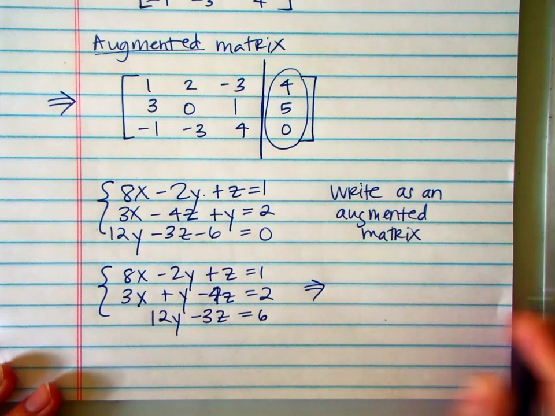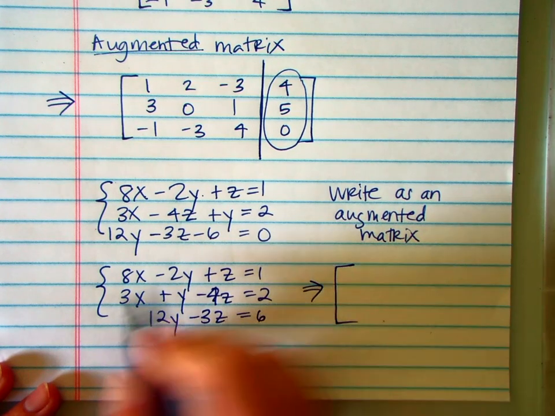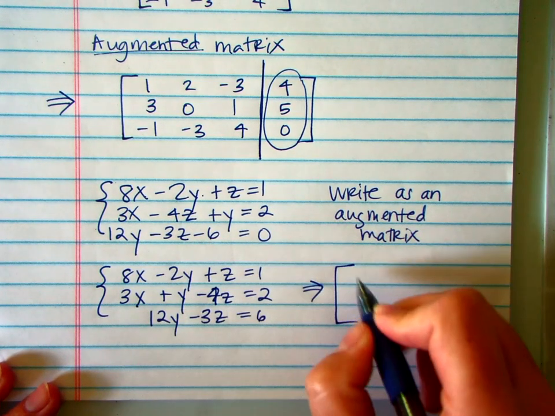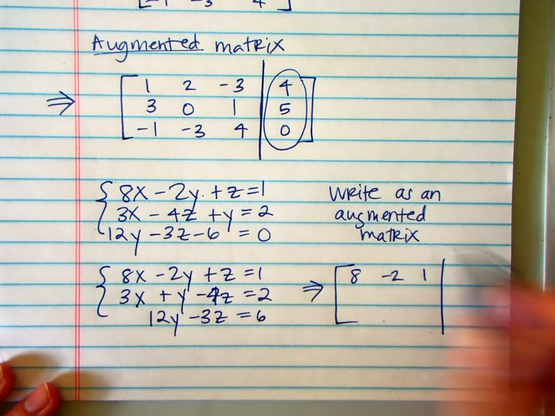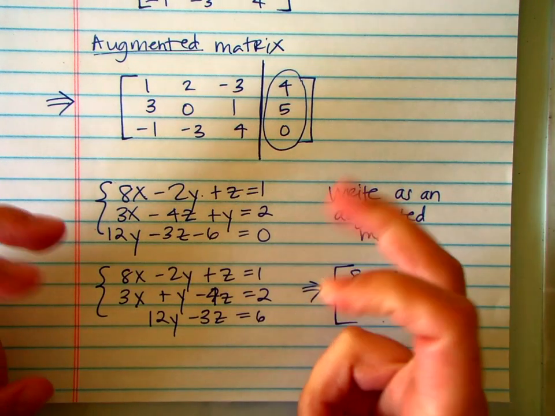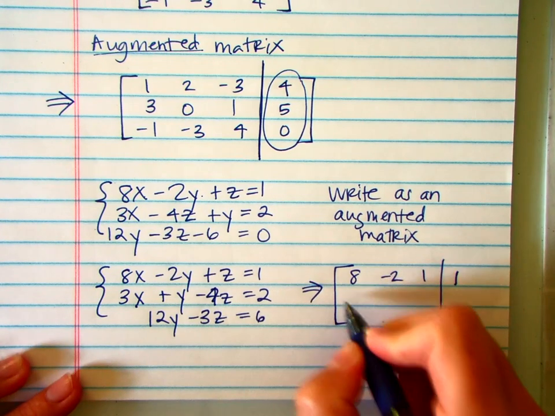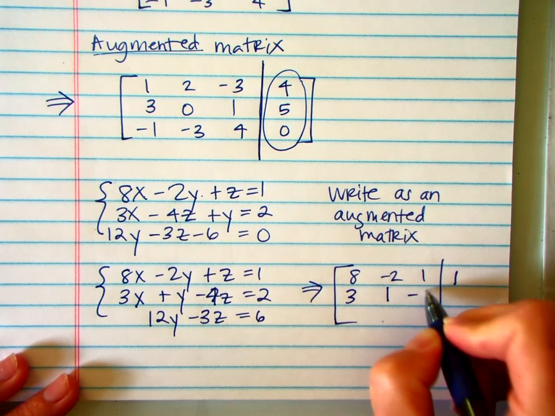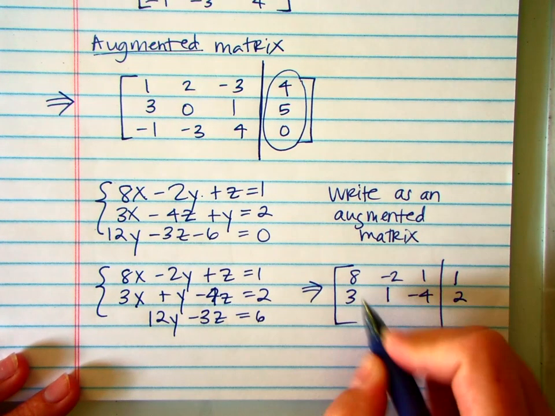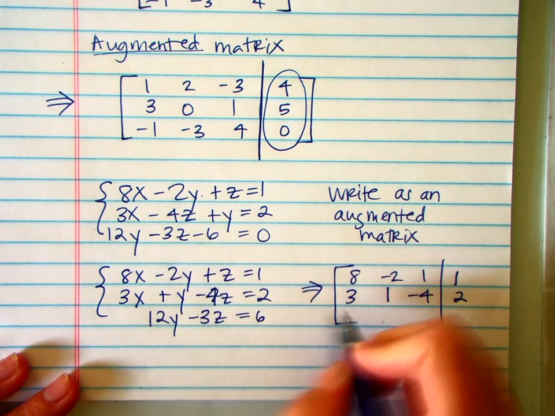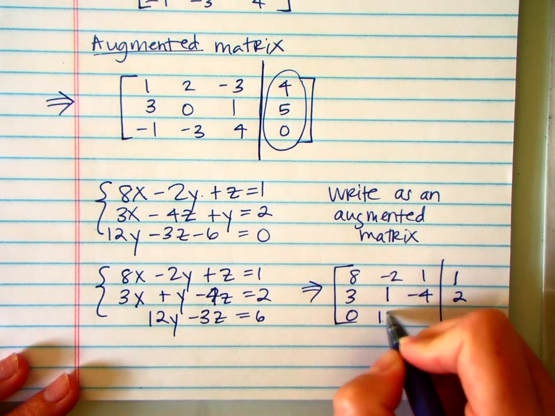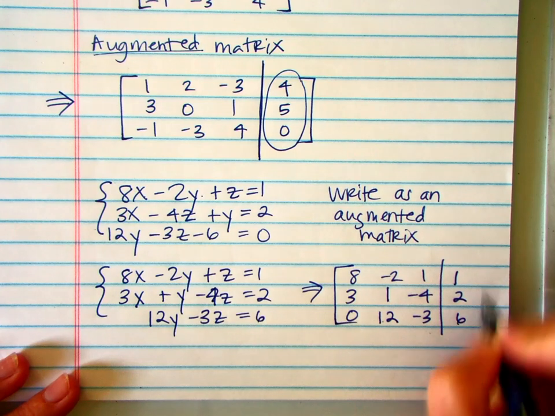I'm just going to show you how to do that. All we do is we start by listing the coefficients, 8, negative 2, 1. And then I draw a line which kind of represents that equal sign. 1, 3, 1, negative 4, 2 goes on the other side. There's no x term, so there's a 0 coefficient here. 12, negative 3, and 6.